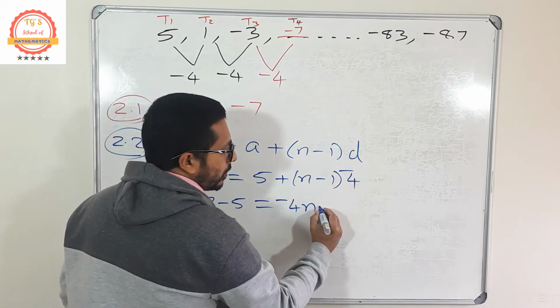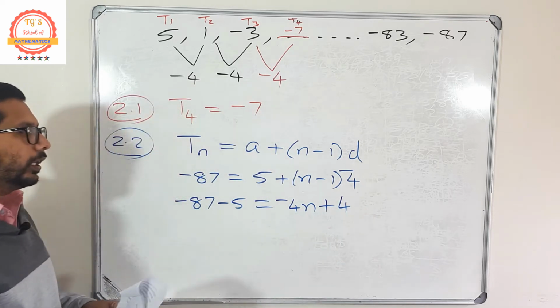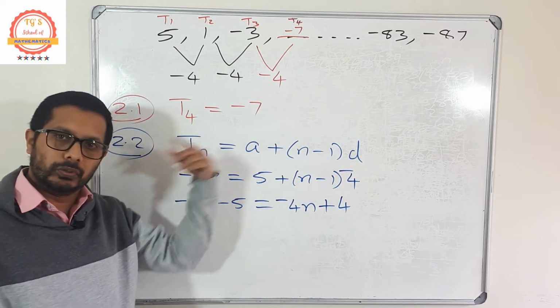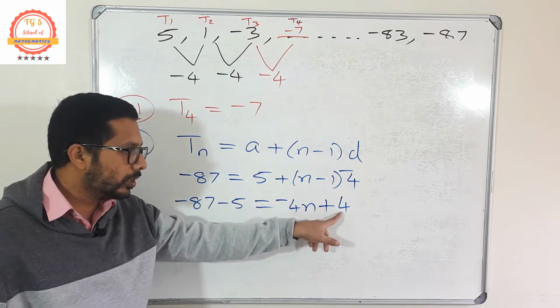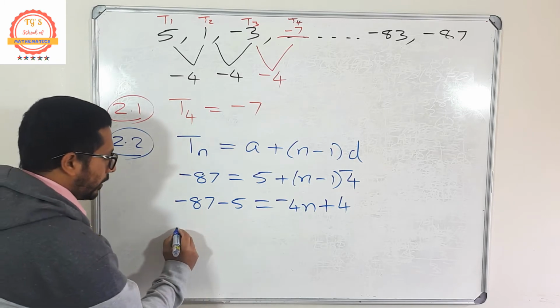That is, minus into minus is positive. 4 into 1 is 4. Now take this 4 to the left side. Here it is positive 4. So on the left side it is minus 4. So what is the answer here now?